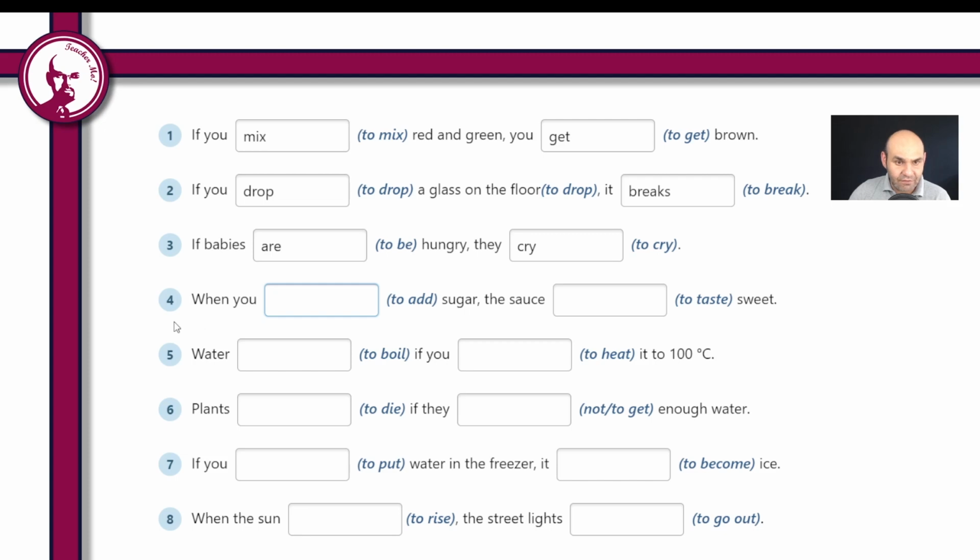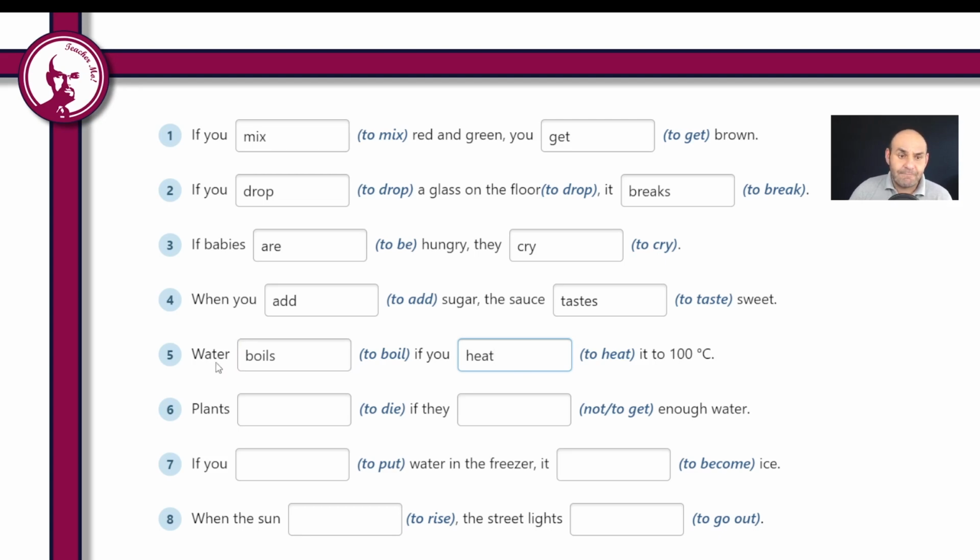Tell me about number 4. When you add sugar, the sauce tastes sweet. Again, we have third person singular subject, so we need to add s at the end of the verb because it is the simple present verb tense. Water boils if you heat it to 100 degrees on the Celsius scale.